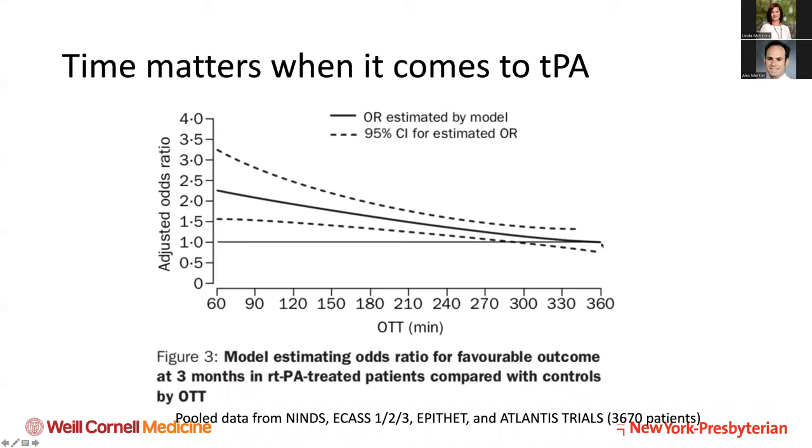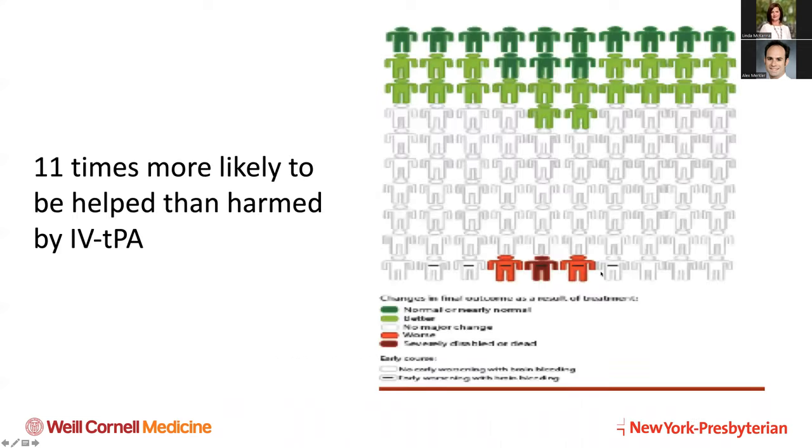the less likely you are to achieve an excellent functional outcome. And in general, you're 11 times more likely to be helped than harmed by receiving TPA. If you imagine 100 patients with an ischemic stroke who get TPA, about 30 of them are going to improve, and about 3 of them are going to be harmed, meaning that they're going to have a bleeding or hemorrhage, and one of them is probably going to die because of it. And so if you take 30 people who are better and 3 people are worse, you get about 10 or 11 times more likely to be helped than harmed by TPA.